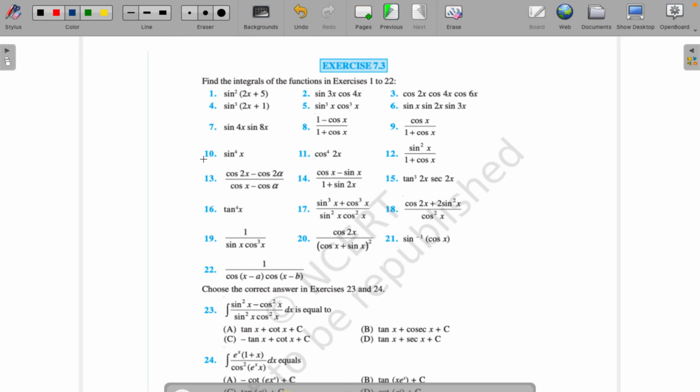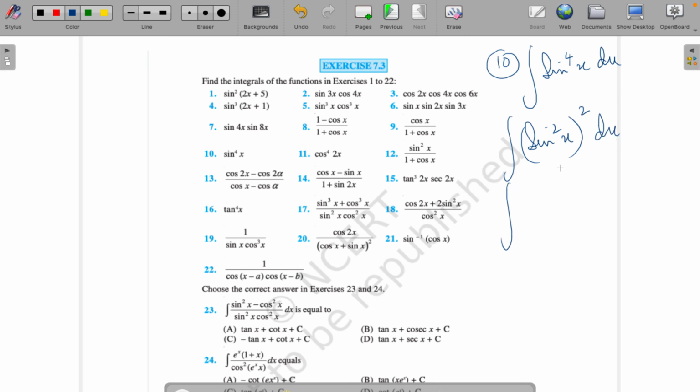Now for question number 10, integration of sine 4x dx. Again, very simple. Can I write it like this? Sine square x can be converted as (1 minus cos 2x) by 2 whole square, again using the formula, and you can open. 1 by 4 can be taken out. Alright children, similarly question number 11 can also be done. Question number 12 is very simple.